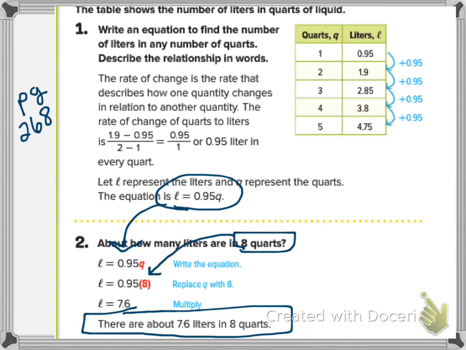So you can see that you're going to be asked to write an equation based on the information and then use that equation to find something that we haven't been given.